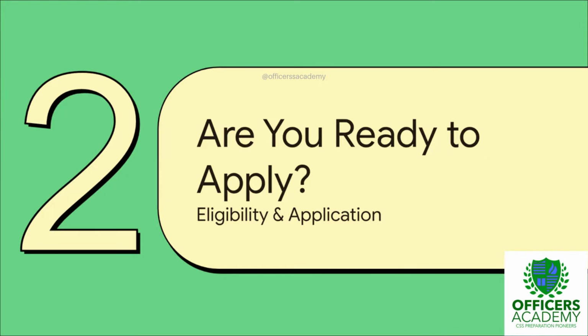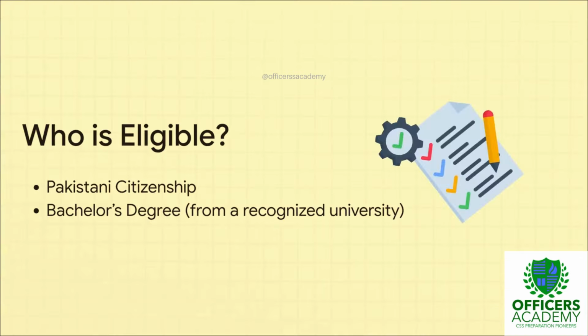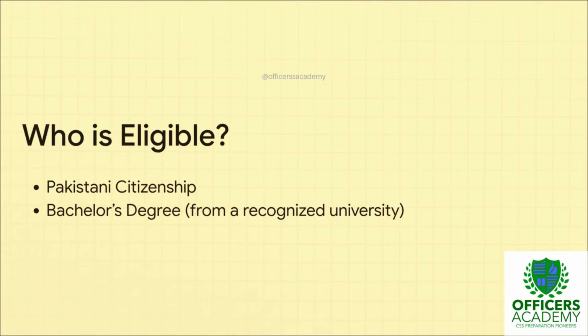Awesome. First things first, let's make sure you're eligible and walk through how you actually get your application in. The good news is the eligibility is super straightforward. You really only need two things. You have to be a Pakistani citizen, and you need a bachelor's degree from a recognized university. If you can check both of those boxes, you are good to go.